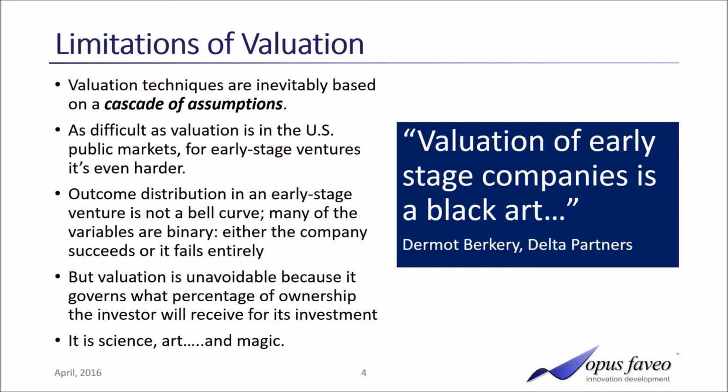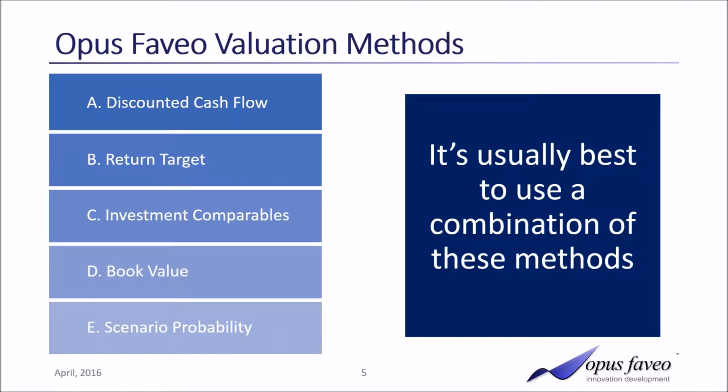So, Christian, I'm assuming there are some consistent methods which people use to do valuation. So what are they? Well, at Opus Faveo, we've got 5 methods that we use. These are methods that others use, maybe not all together, but this is what we use, and this is the methodology that we take. We'll talk about each one of these in turn. We'll spend most of our time on A and B, discounted cash flow and return targeting. But do keep in mind that we'll do it using all 5 methodologies and blend them to triangulate on an actual value.